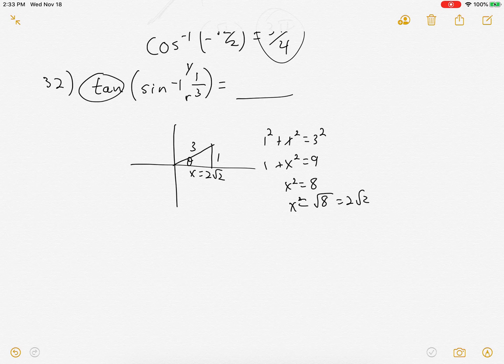So x is 2 radical 2, so now we want to know the tangent. Well, the tangent is y over x. Now, I would accept this answer, but to be technical, we should simplify it. And it is radical 2 over 4, because these two end up being 2, and it's 2 times 2, which is 4. So digest that. You're going to do the same thing on 33, 34, 35, 36. You're going to draw a triangle and just evaluate the trigonometric functions. Okay?